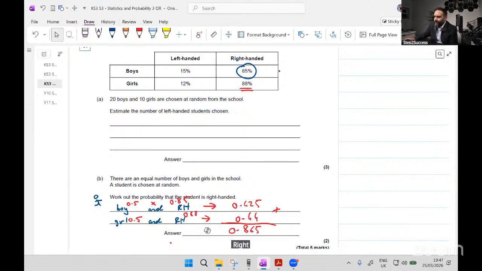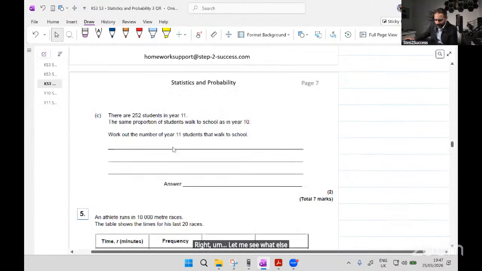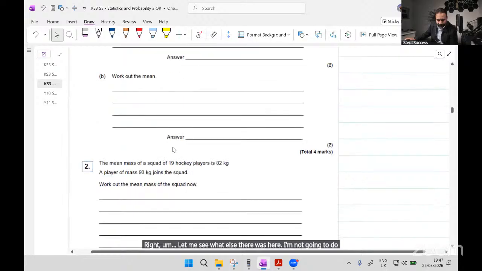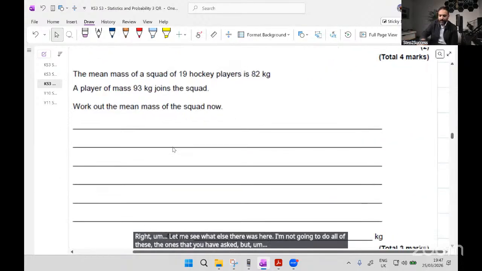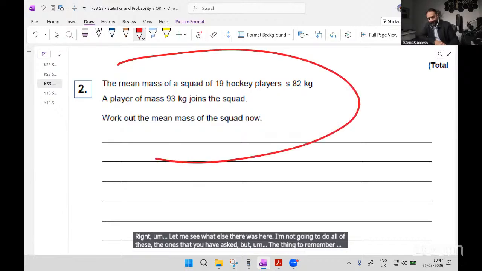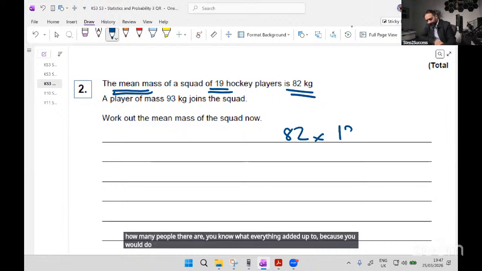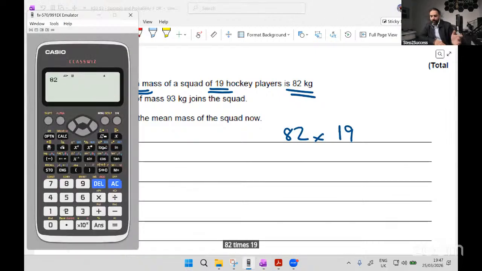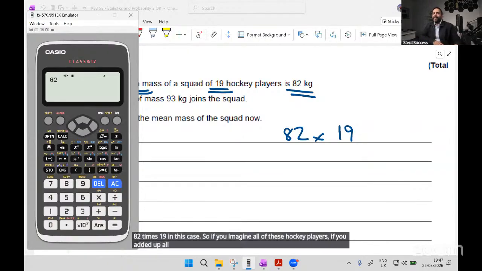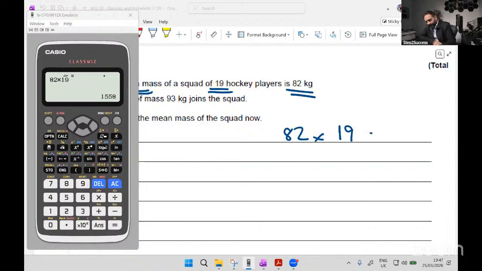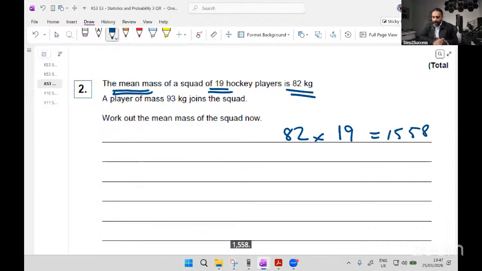Let me see what else there was here. I'm not going to do all of these, the ones that you have asked, but the thing to remember with questions like this is that if you know the mean, which you do, and you know how many people there are, you know what everything added up to, because you would do 82 times 19 in this case. So if you imagine all of these hockey players, if you added up all of their weights, they would add up to 1,558. That's how you got a mean of 82, because you do that divided by 19.